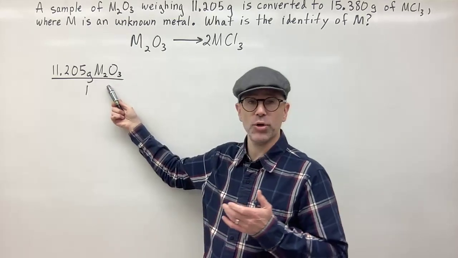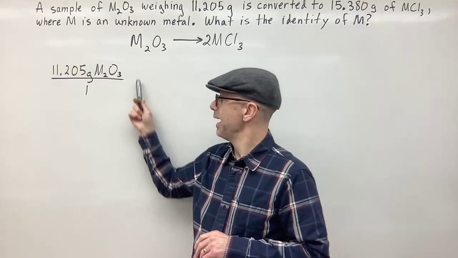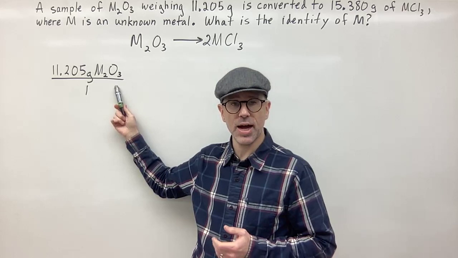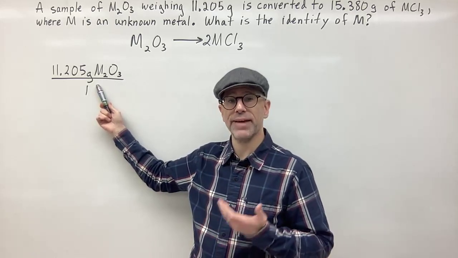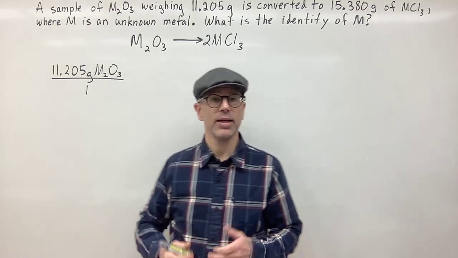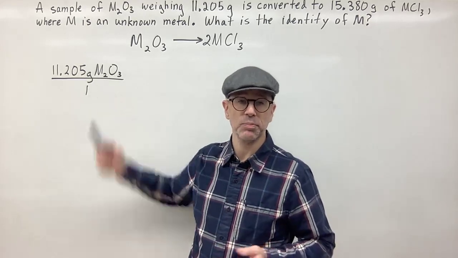If I knew what M was, all I would do is look on the periodic table, add up the molar masses of 3 atoms of oxygen, add up the molar masses of 2 atoms of M, add that together, and I would have my molar mass. But in this case, we're trying to find the molar mass of M.